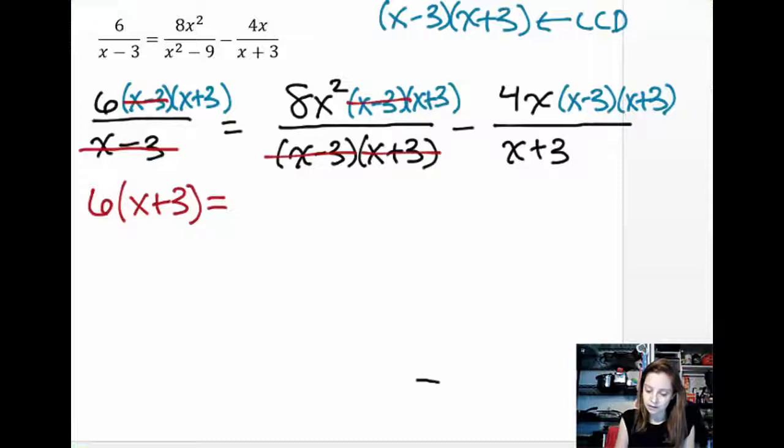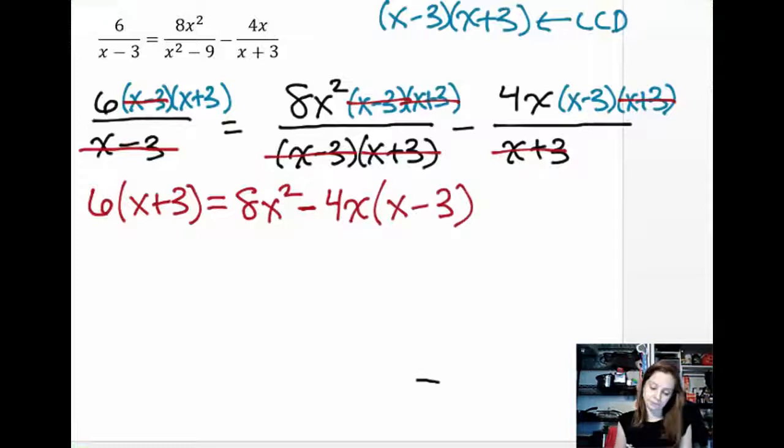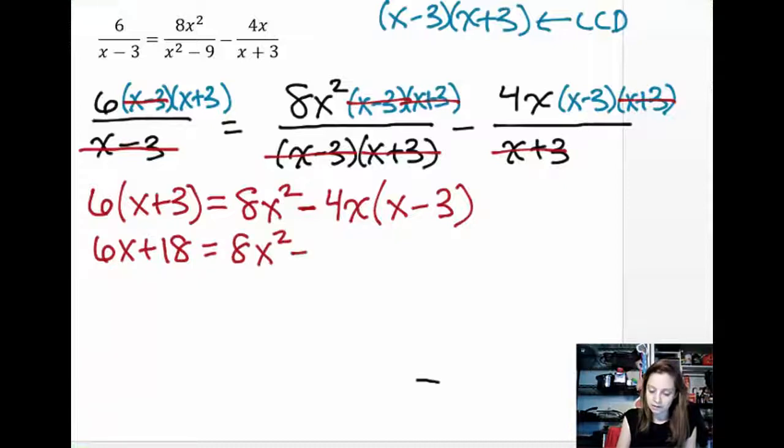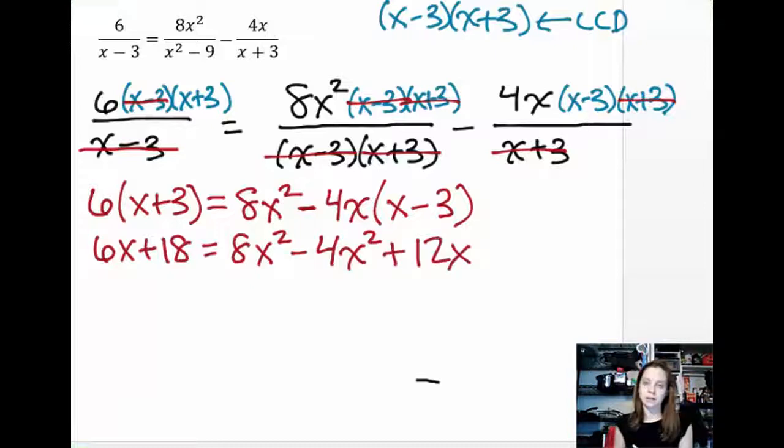x minus 3, x plus 3, 8x squared. This is a minus 4x times x minus 3. Okay. Continue solving. I'll get 6x plus 18 equals 8x squared minus 4x squared plus 12x.